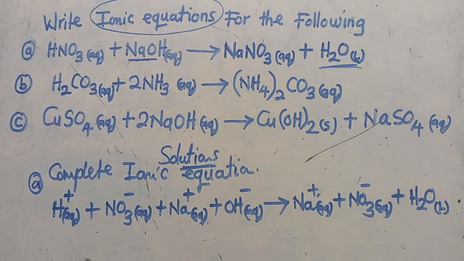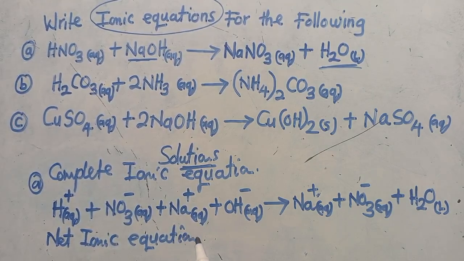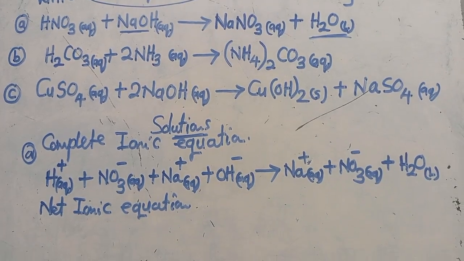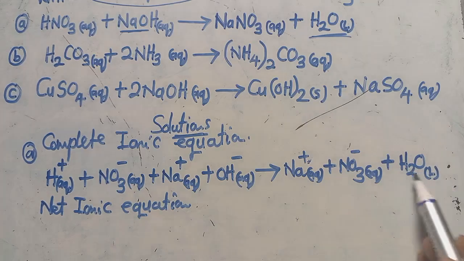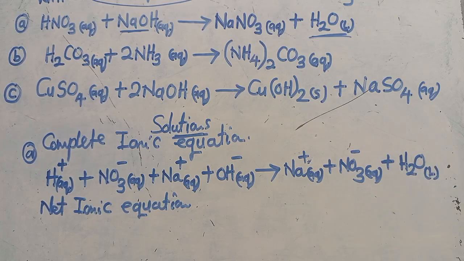But if I'm told to write a net ionic equation, for this question you need to show everything. The same way I'm answering is how you are supposed to answer. You write the complete ionic equation, then the net ionic equation, where you cancel out the things that are common. You can end up cancelling those that are in aqueous state.